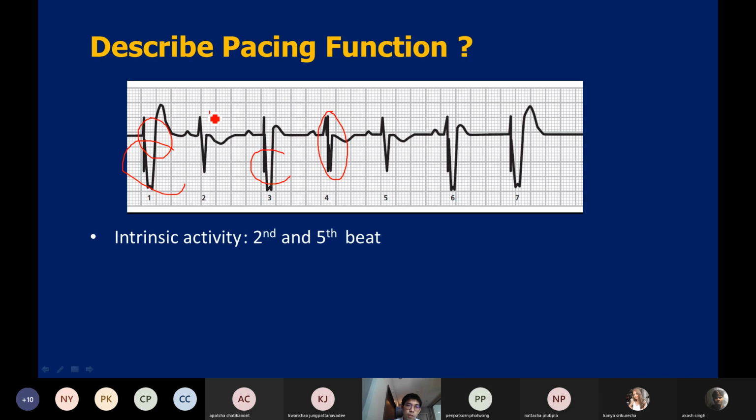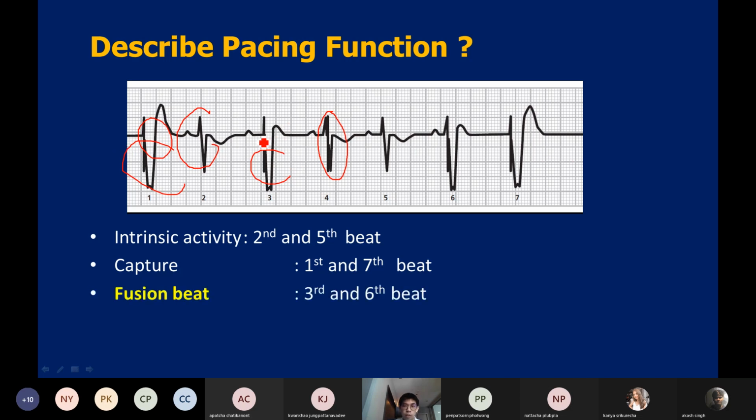And this one is an intrinsic beat. Beats 2 and 5 are intrinsic beats. The first one and the second one are capture beats. You are correct. The third one and the sixth one are fusion beats. Fusion beats mean that some part of the QRS is from pacing and some part is intrinsic. They fuse together, resulting in another QRS morphology. This is called fusion beats.